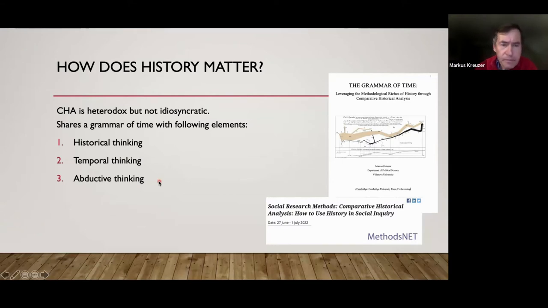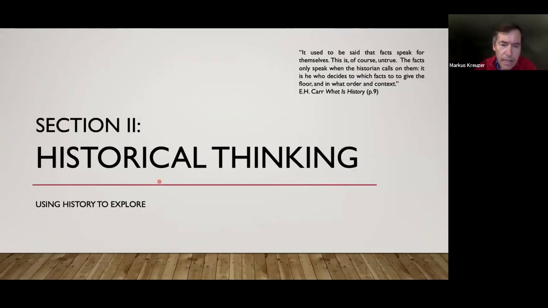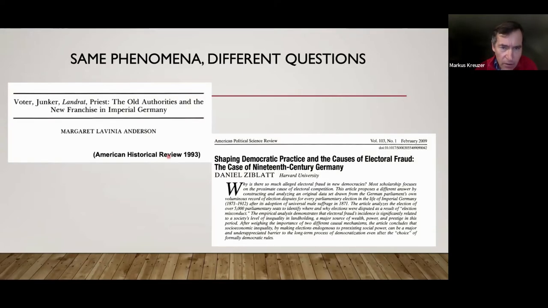So let me then start first by talking a little bit more fully about historical thinking, right? Let me illustrate how historical thinking differs from statistical thinking with a concrete example. So here you have two articles. The first one is by a historian, a German historian, Margaret Anderson, who wrote a paper and a book trying to understand the impact or the role that electoral fraud played in the 1860s and 1870s in Germany.